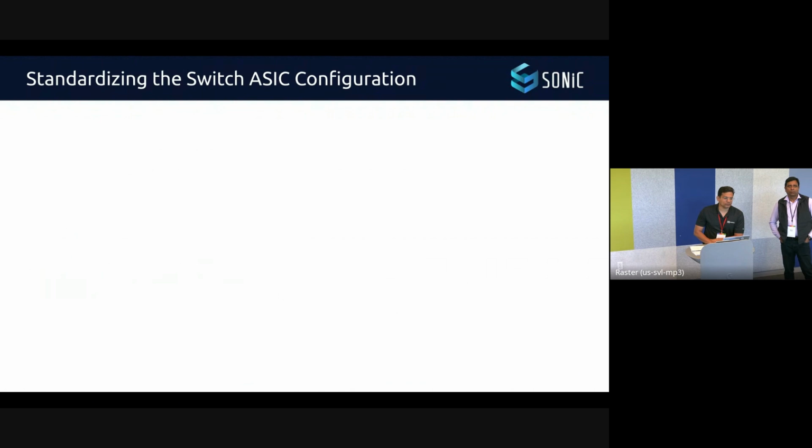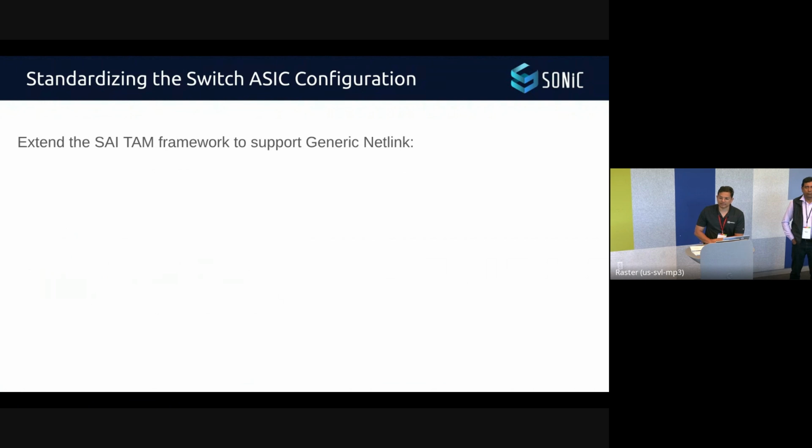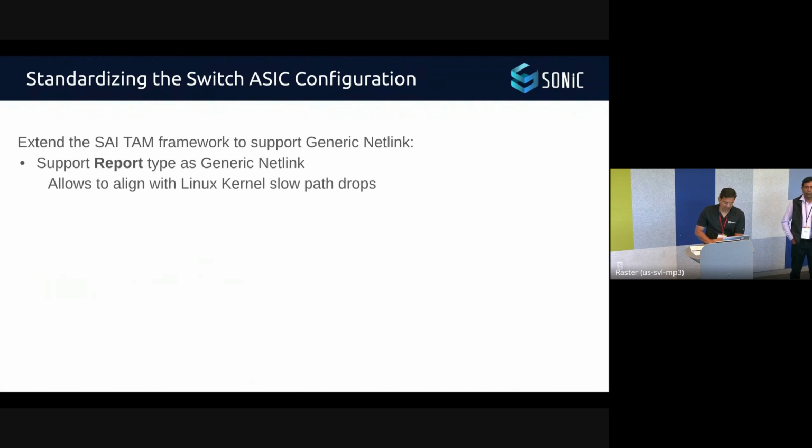And to go about this standardization process, what we first did a couple of years ago was we got the SAI API model standardized in the SAI community. So the SAI has something called a telemetry and monitoring framework, TAM, which is a natural fit for the mirror and drop feature. We extended it to use generic netlink. So we had to add support for TAM to send reports in terms of generic netlink messages. And what this will allow is it will allow us to align this drop reporting to what is there today in the Linux kernel.